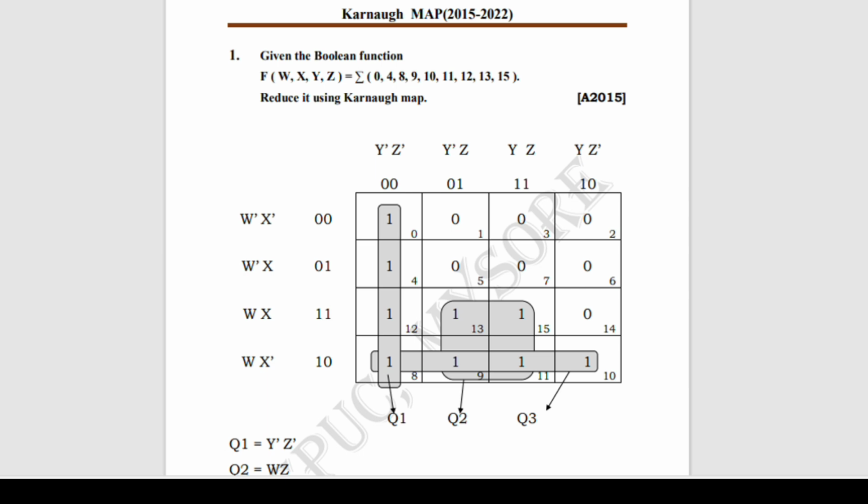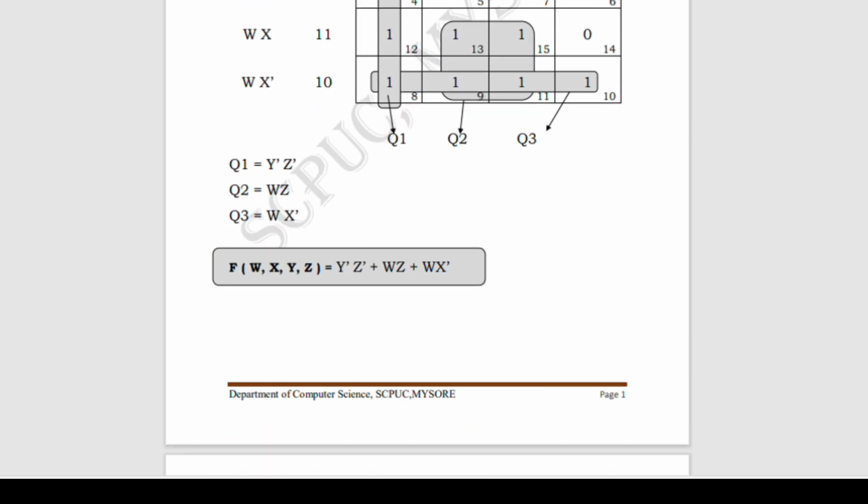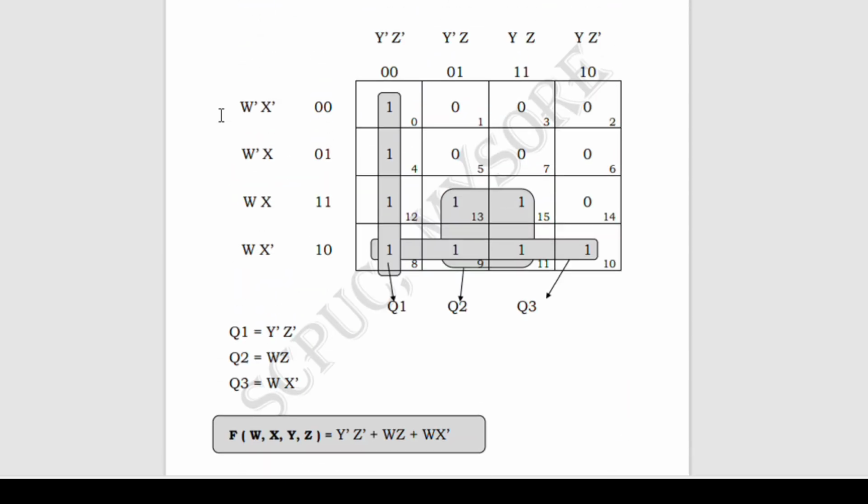So see, look at the mapping here. While grouping, you should take care of how you group it. Always consider the highest possibility. Highest possibility is for octet. If not, you can go with quad. If not, you can go with pair. If it is a single box or single one, you have to write that complete term also. We will see that example also.